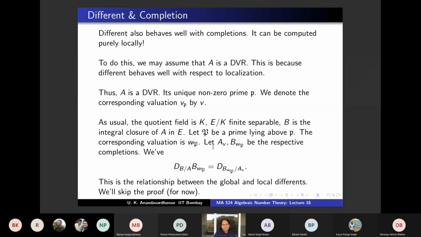It's not very difficult. So the conclusion from this slide is you have the notion of a different. You can complete and move to the local situation, and locally you have the different, globally you have the different, and they are connected very well. The global different times the local ring is the local different.